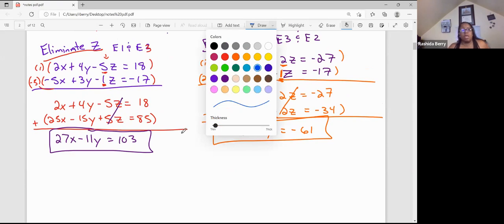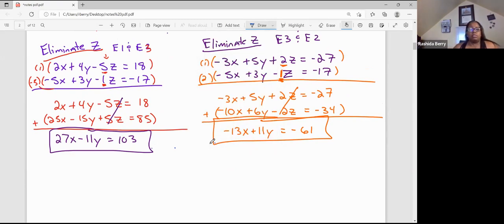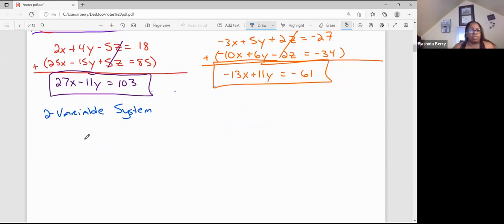A little too loud. Alrighty, so now I'm going to take these two equations, and now I have the two variable system I need. So my two variable system is going to be, just going to move that up for space, 27x minus 11y equals 103. Do not like these numbers. Negative 13x plus 11y, oh, praise God, they're already opposites, equals negative 61. Didn't even notice till now.